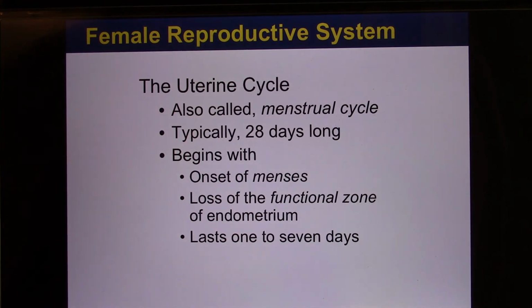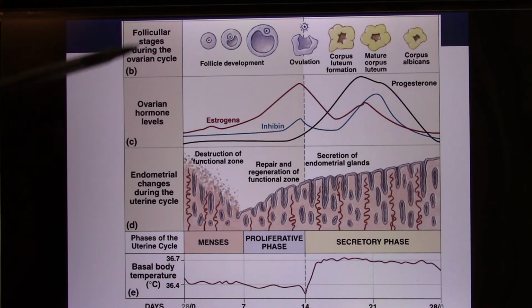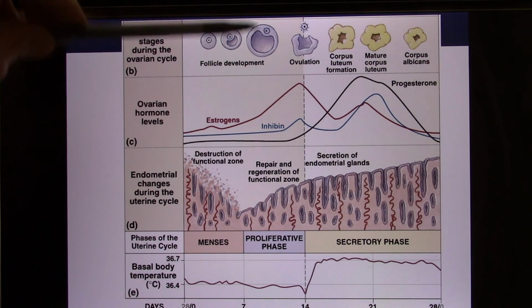And this cycle lasts for about 28 days, or sometimes they say one month. And that's this cycle. So we'll talk about this. Let's look at this.